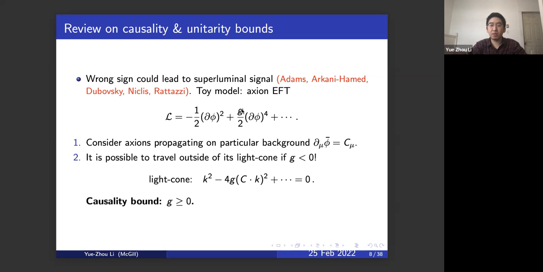So we can write an effective light cone for the perturbation of the scalar. This thing is positive definite, and this thing is negative. So if G is negative, there is a chance for this to go outside of the light cone. To make sure it can never go outside the light cone, that it is always causal, we have to require that G is positive. So this is a very naive example of causality putting a bound on the Wilson coefficient.